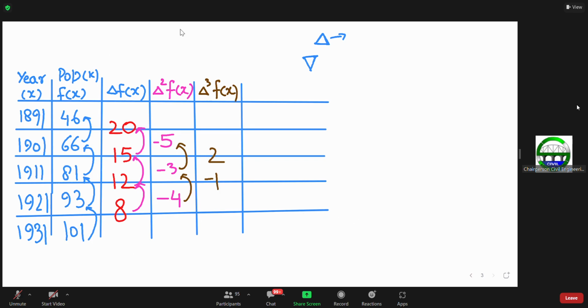Now, let me make some space. Okay, let me just clean this up. So we will write the formula in here. The formula is the Newton forward formula.